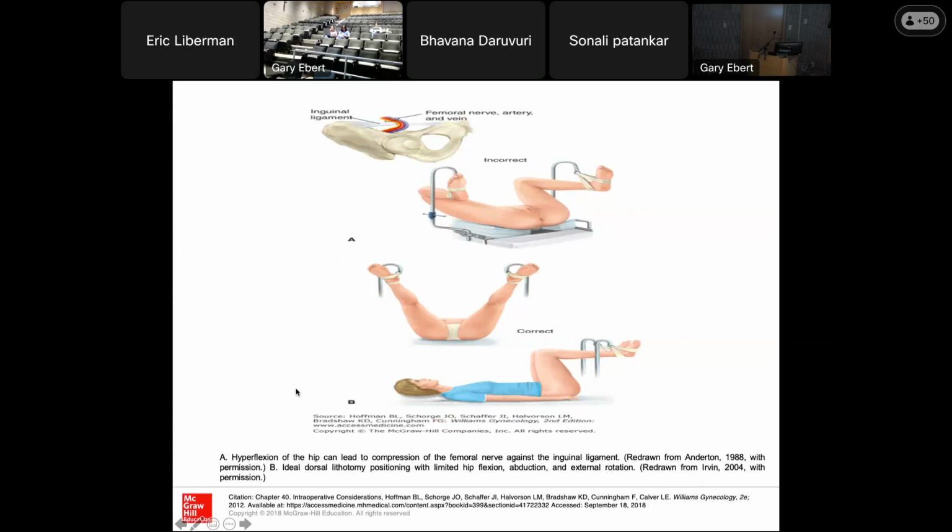I don't use candy canes anymore. This is an old schematic of candy cane stirrups. I've gotten away from using those because of increased risk of nerve injuries. But in the top picture, one of the reasons femoral nerve injury is the most common is that when you're doing hysteroscopy or other procedures, the femoral nerve can get entrapped under the inguinal ligament with hyperflexion of the thigh, as you can see in the top.